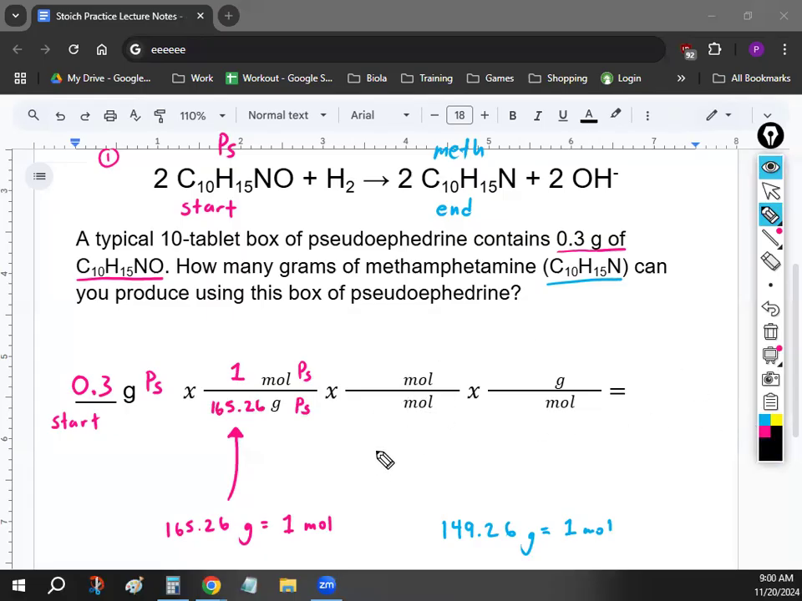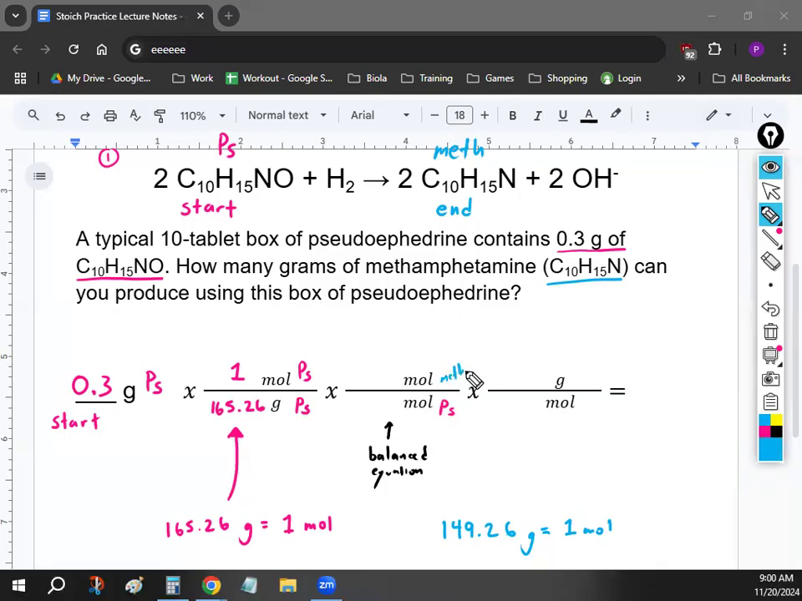All right, the second fraction, the numbers are going to come from your balanced equation. And if you guys don't remember, the bottom is going to be about your starting chemical, and the top is going to be about your ending chemical.